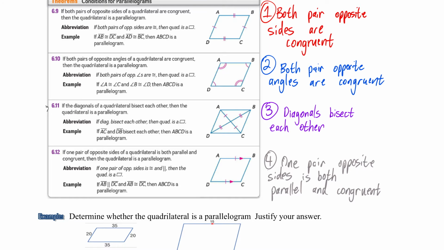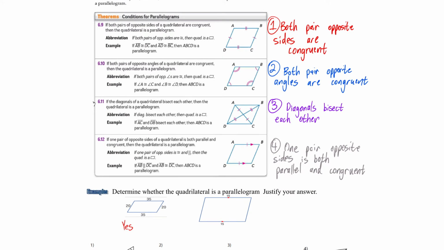Number 1. Okay, so somebody has voted for 1, somebody has voted for 2. So with the information they've given to us, 35 and 35, 20 and 20, which one of these conditions does that information fit into? Should it be 1 and 2? Okay, so I have 1, 2, and somebody said 1 and 2. I need a deciding vote cast here.